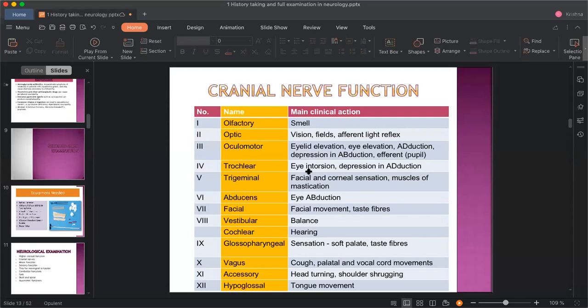The trochlear nerve causes intorsion of the eye, meaning medial rotation of the eye, and depression in adduction. Adduction and abduction are the two terms. Adduction means deviation towards the medial side. Abduction means deviation towards the lateral side. So adduction is medial, abduction is lateral. Abducens is abduction of the eye. Now, one simple question: which muscle is supplied by the abducens nerve? Which muscle is that?